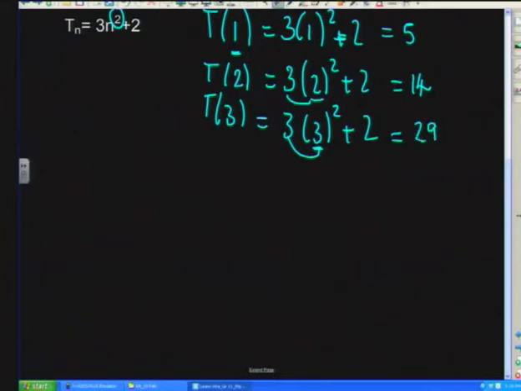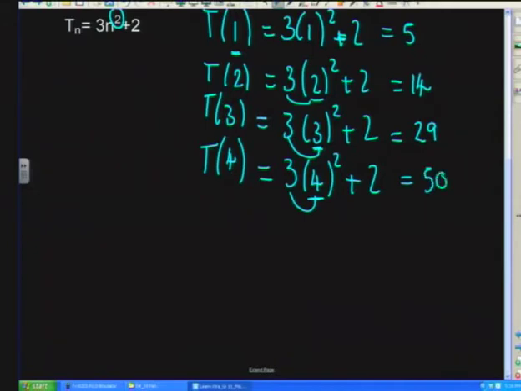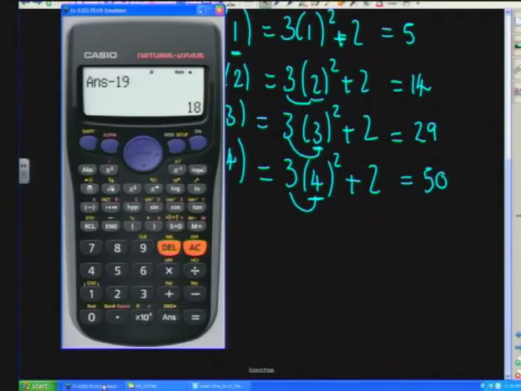Okay, and guys, I hope that you at home are awake and you're checking my working out, because obviously I'm just doing it all in my head, and it's quite possible for me to have a little brain malfunction sometimes when I'm doing calculations without double checking them. Term 4: 4 squared, 16. 16 times 3, 48 plus 2, is 50. And there's absolutely nothing wrong with checking your answers if you're not feeling confident in them.